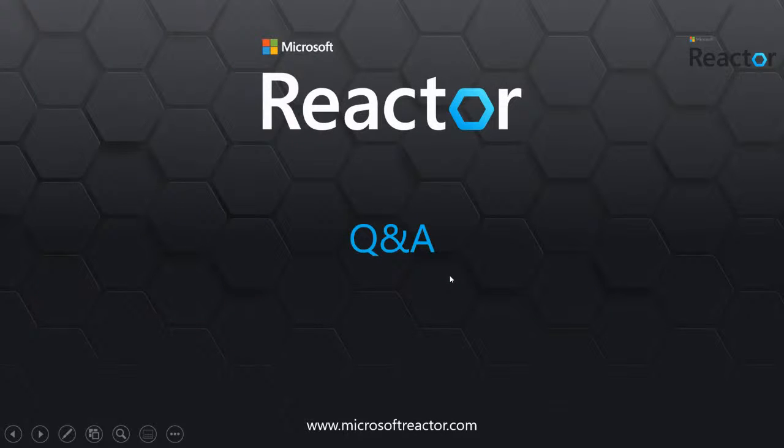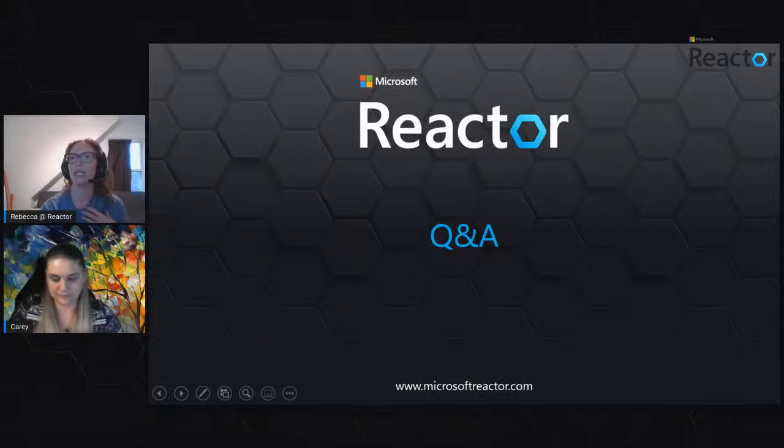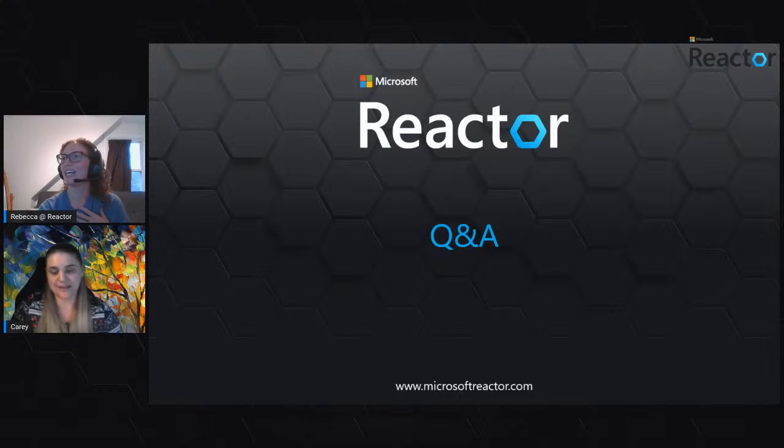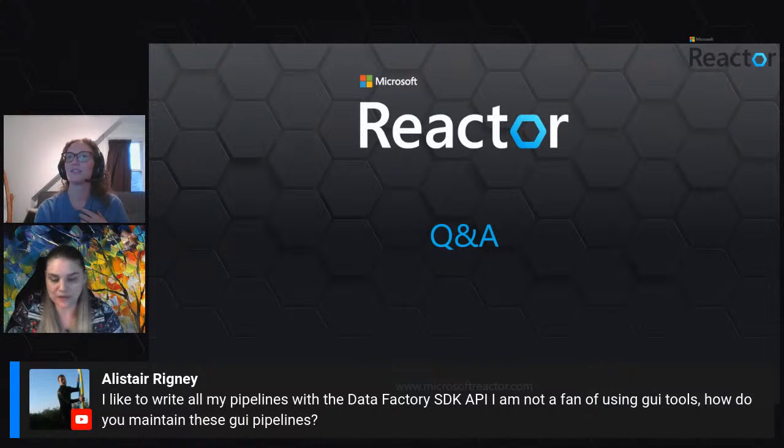And then let's pop back over to the Q&A here. Looks like we've gotten a few comments that came in. Yes. So Alistair had mentioned that he likes to write all of his pipelines using the Data Factory SDK API, that he's not a fan of the GUI tools. So how do you maintain these GUI pipelines?